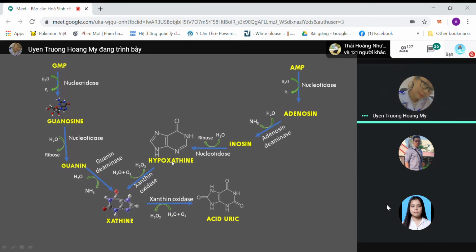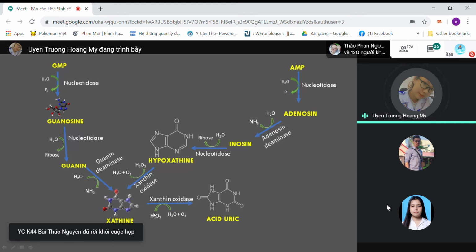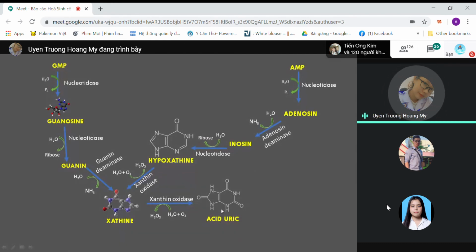An oxidation reaction will change hypoxanthine into xanthine. The xanthine is converted into uric acid. This reaction is catalyzed by xanthine oxidase. And the end product of purine degradation in humans is uric acid.